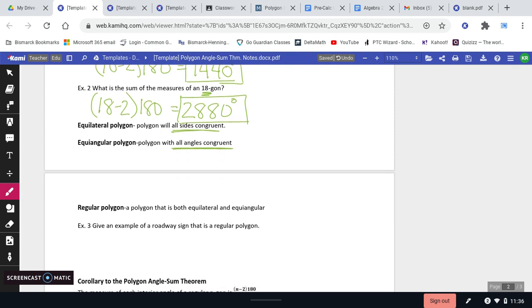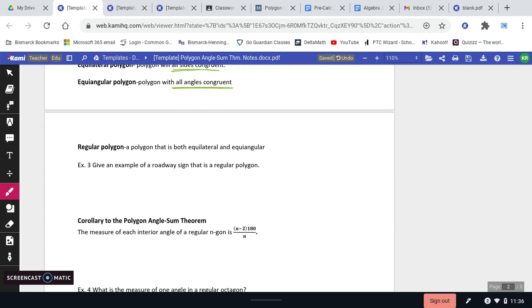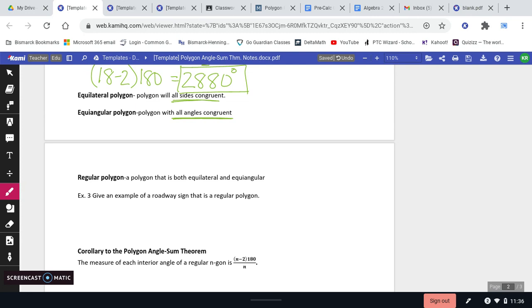Okay, so if you put those 2 concepts together, you get a regular polygon. So it's a polygon that is both equilateral and equiangular. So meaning it's a polygon that has congruent sides and congruent angles. Okay, so sides and angles are congruent.